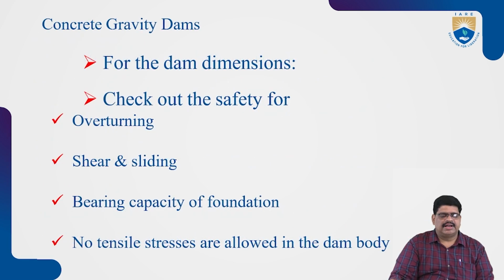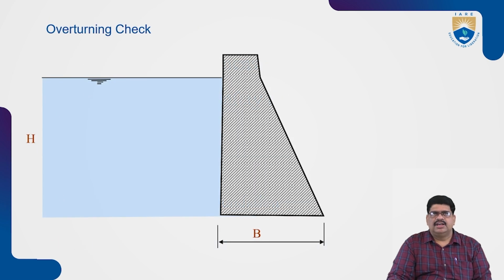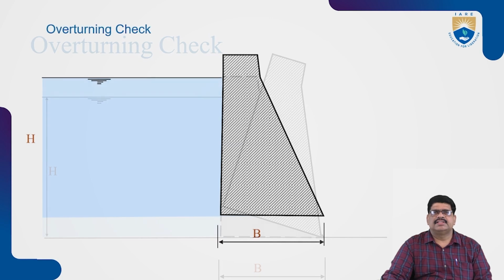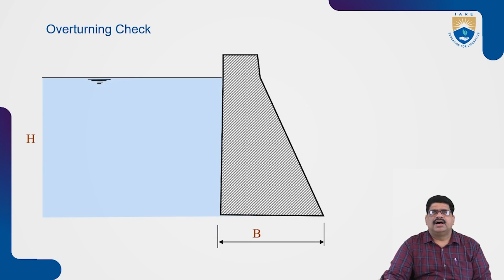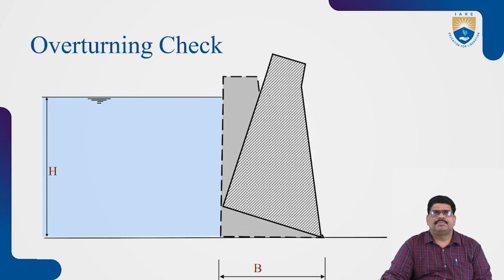As we know, for the dimensions of concrete gravity dams, we check the safety against overturning, sliding, bearing capacity, and that no tension is developed. Let us see in the diagram, so you can easily understand how the overturning, which we discussed previously, can be affected. This is the stable condition, and this is the effect of the force. What happens is that the overturning can be affected like that. The heel portion can be lifted upward. So that is the overturning check.